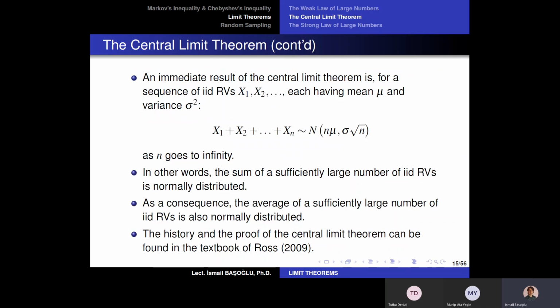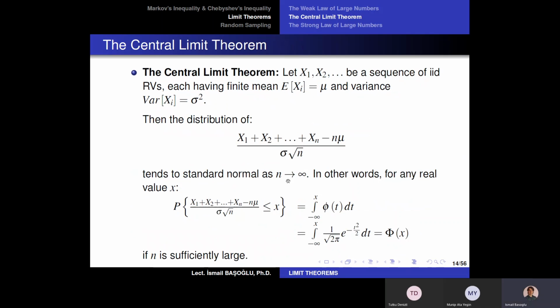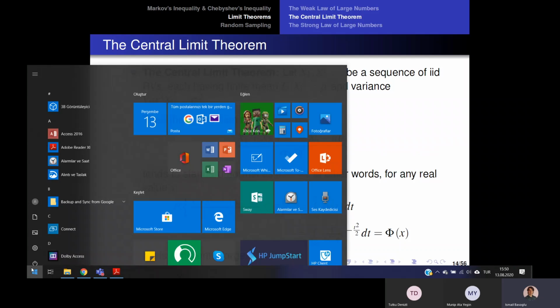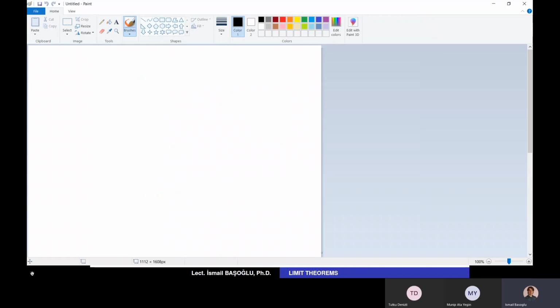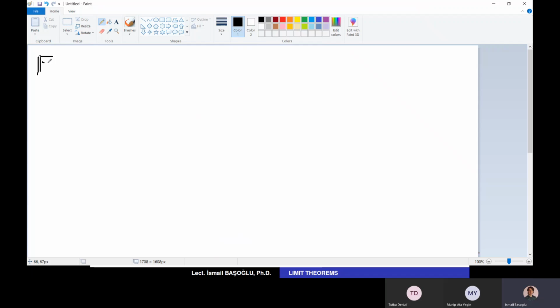Okay? In other words, my friends, let me explain this situation to you. Now you see, we have the summation of these random variables, x1 plus x2 plus x3, and so on. Now, I'm just going to open a paint file, and from there, I just want to show you that. So let me expand this page a little. What is the expected value of x1 plus x2 plus so on up to xn? So what is the expected value of the sum of these n random variables in the beginning of the sequence?